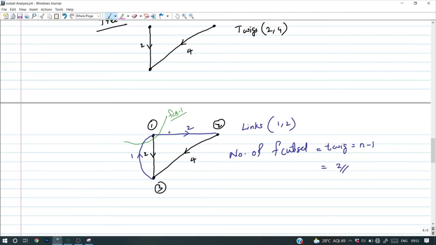What is the direction of this F cut set 1? It is decided by the direction of this twig. This is your twig. So the direction of the twig determines the cut set direction. We can mark that cut set direction in this manner by means of this arrow. So this is the F cut set direction. Next cut set is this one. This is F cut set 2.